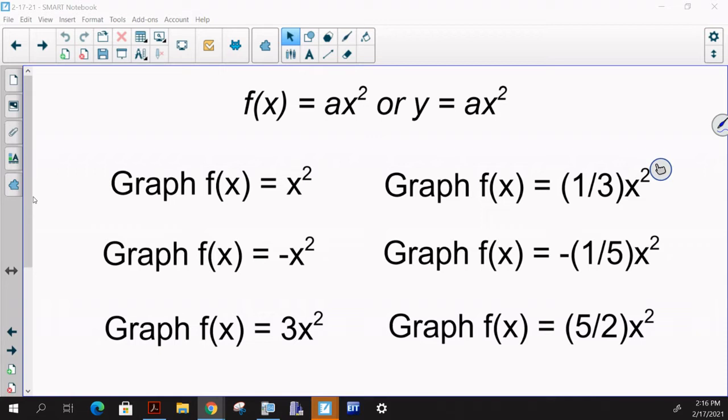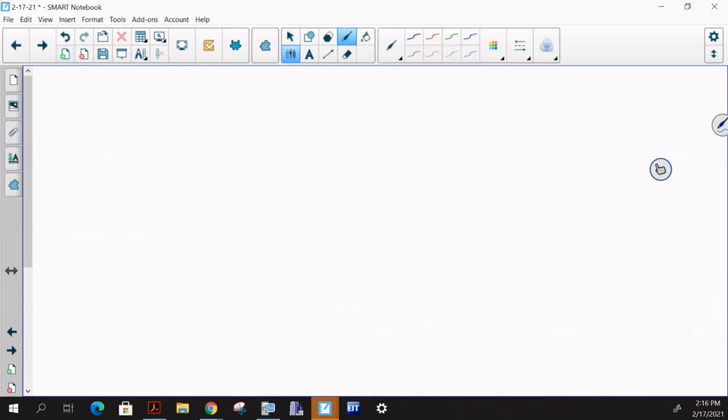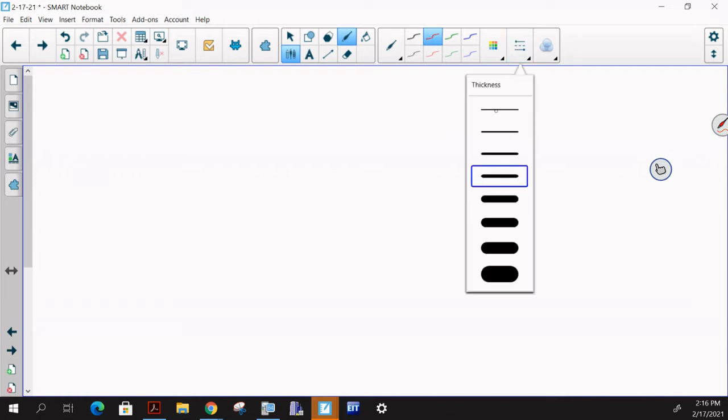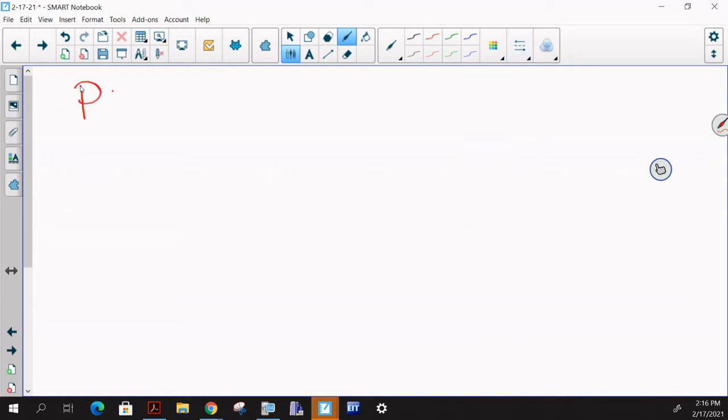Let's talk about a couple of things as you've been investigating that. First of all, let's look at f of x equals x squared. That's the most fundamental quadratic function, the basic, the simplest quadratic graph. By the way, what do we call that? Do you know? Do you remember? It's called the parent function. The simplest one there is.